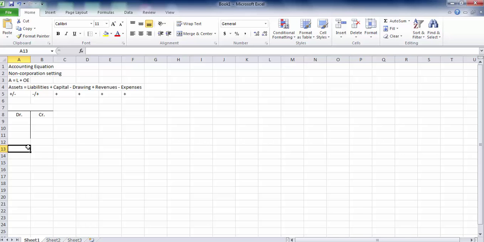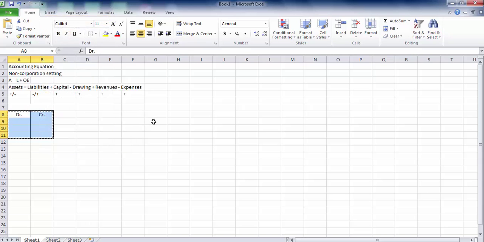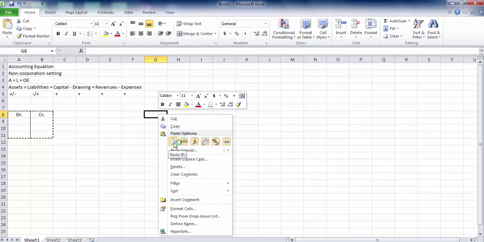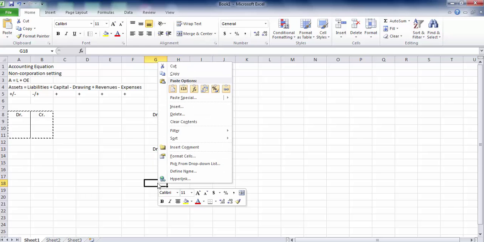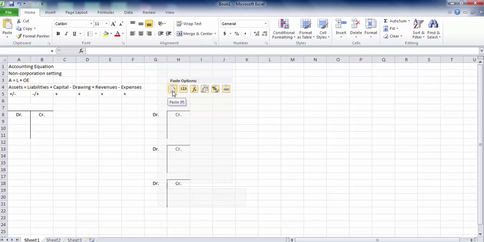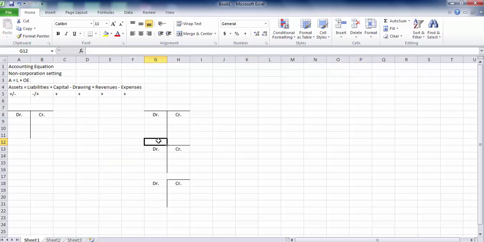All right? So what I would like us to do is to create a series of 6 of these T accounts. So I'm going to copy this over here and do that again. I'm going to do this a total of 6 times. And for some reason, the top of my account is disappearing. We can fix that very easily.